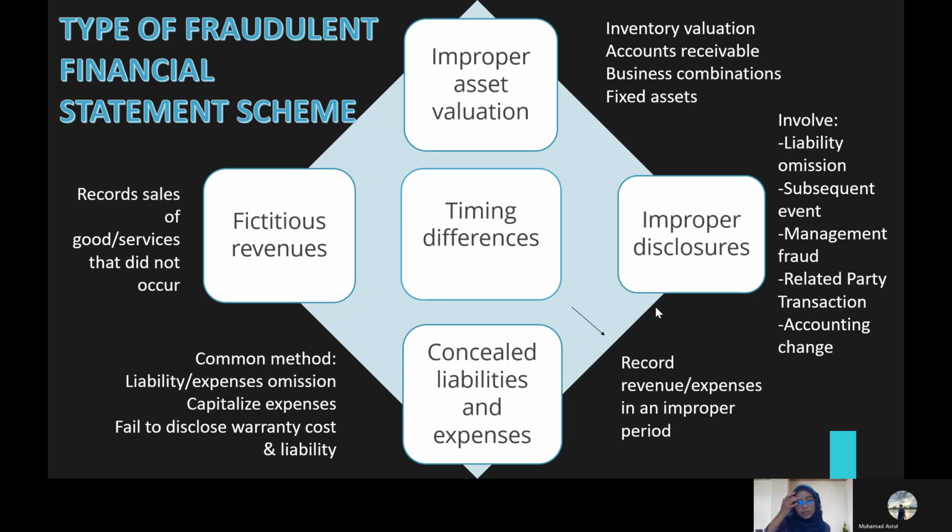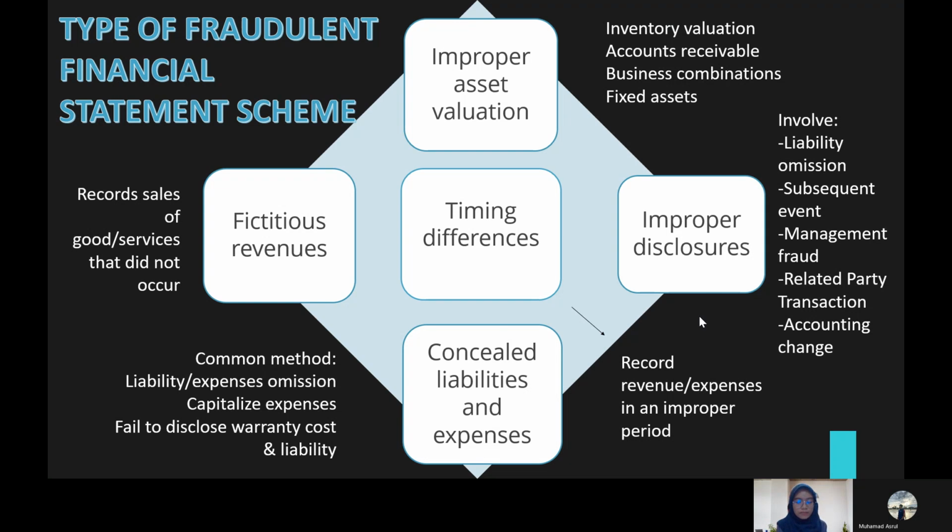There are five. First of all is improper asset valuation, improper disclosure, concealed liability and expenses, fictitious revenue, and last is timing differences. So for improper asset valuation, most improper asset valuation involves the fraudulent overstatement of inventory or receivable, and it usually falls into one of the following categories: inventory valuation, account receivable, business combination, and last is fixed asset.